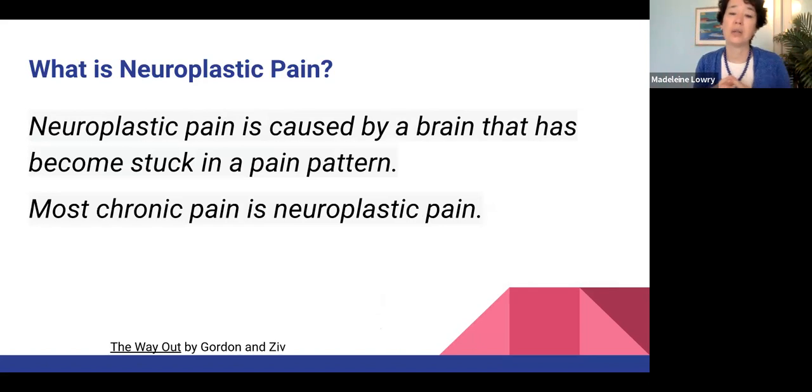How much? Well, in his book, The Way Out, written by Alan Gordon and Alon Ziv, 90 to 95% of chronic pain is neuroplastic pain.